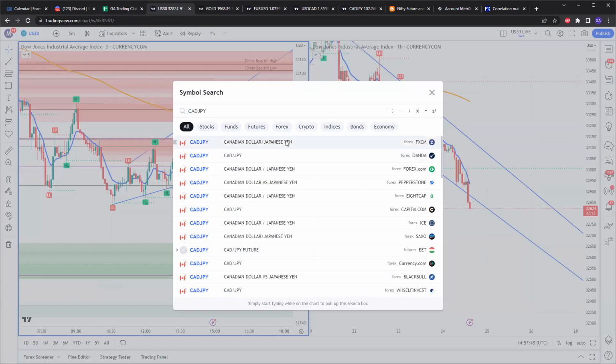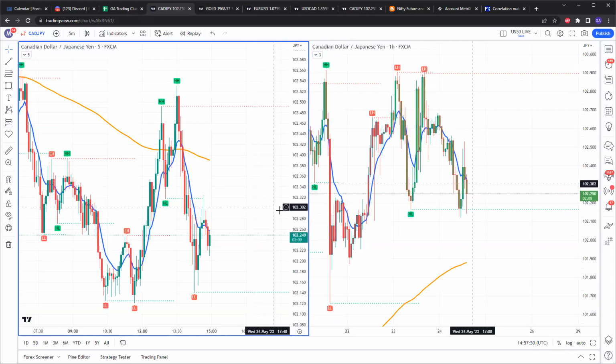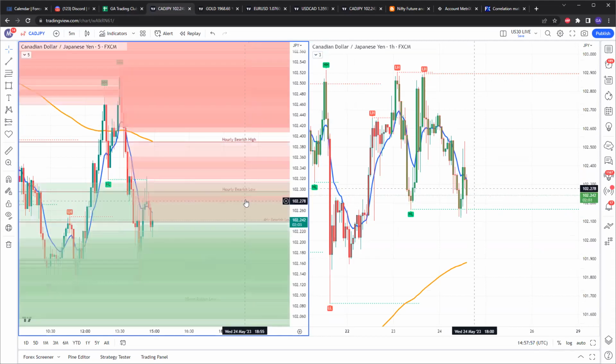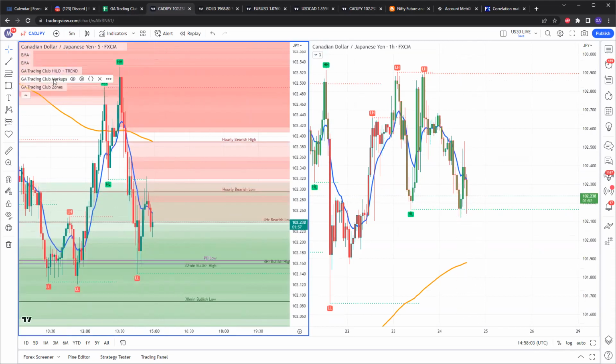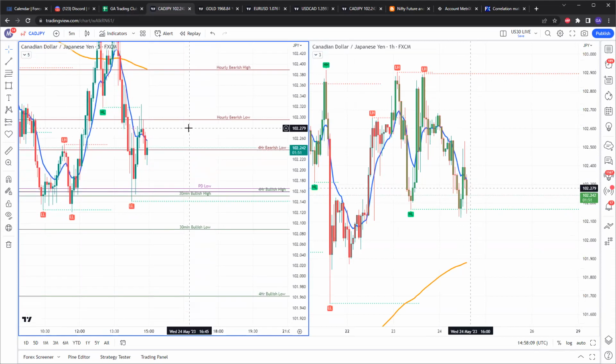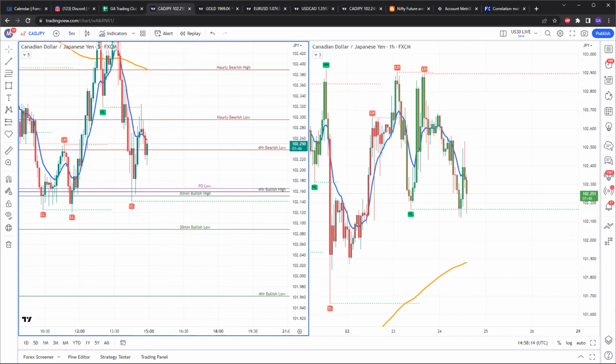But based on the analysis that we did, we see structure to the bottom. And also here, if I use this markup, you can see, right? This is what I want to see. Price rejected from the hourly bearish low. So that is what I want to see. Even turning off the zones, you can see this rejection from the hourly bearish low. Yeah, so I will be taking the sell on CAD JPY in 2 minutes.